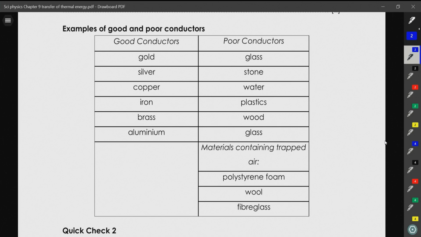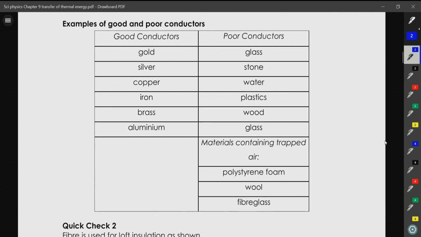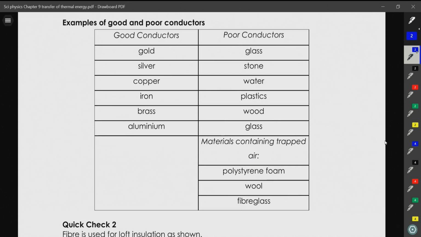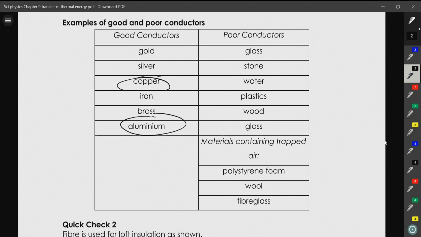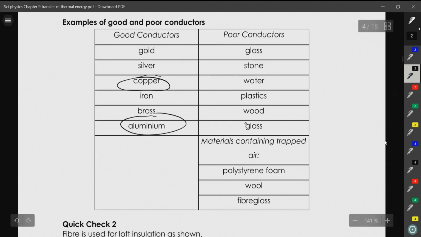For this part, good conductor and poor conductor, I just want to bring your attention to a few materials. Copper is a good conductor. Remember copper as well as aluminium, because these two metals are quite special. Later on in physics, maybe in Sec 4, when we look at magnetism and electricity, we're going to look at these two metals again. Poor conductors are like your normal glass. I don't know why I wrote glass twice there, but you don't really have to memorize this. Also, please remember that water is not a good conductor of heat.